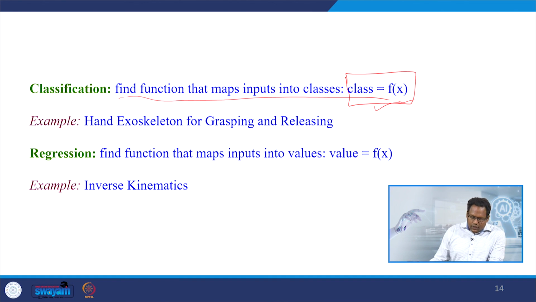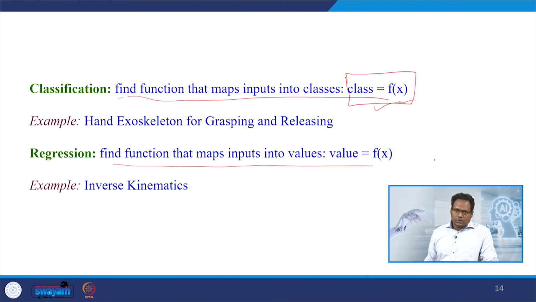And regression is to find a function that maps input into values. Thus, the value is basically a function of the given input x. And here the robotic example is inverse kinematics control. Given a desired position to reach, you get the corresponding joint angle vector of the robotic system to reach that position in the Cartesian space. And thus, we have a continuous mapping between the Cartesian space and the joint space.